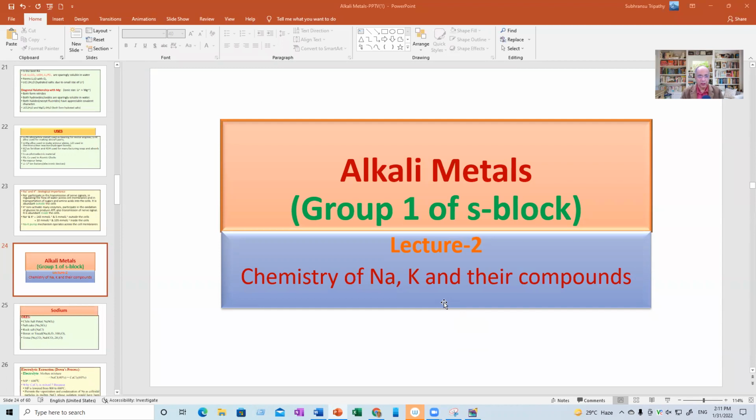Now, in the last class, we had discussed the general trends in physical and chemical properties of alkali metals. There are halides, there are oxides and hydroxides, and the anomalous property of lithium and all that. But today we shall be taking up the individual chemistry of sodium and potassium.